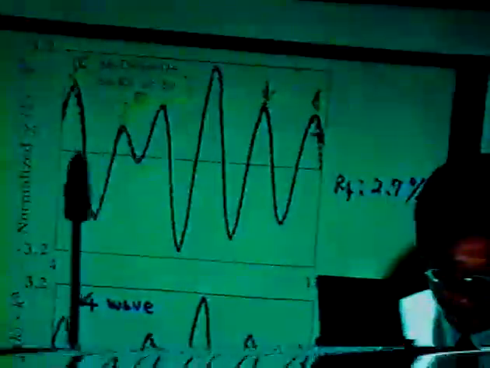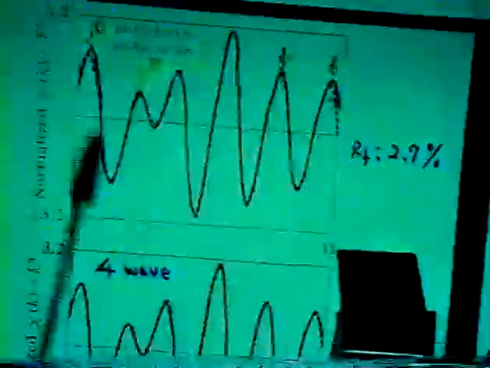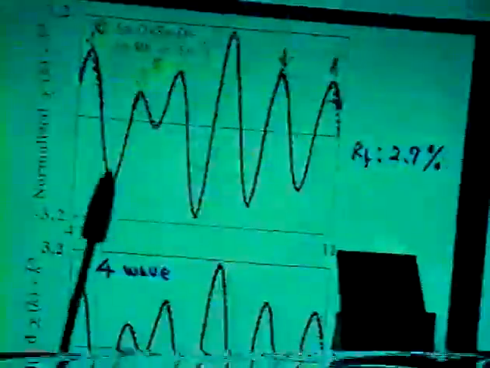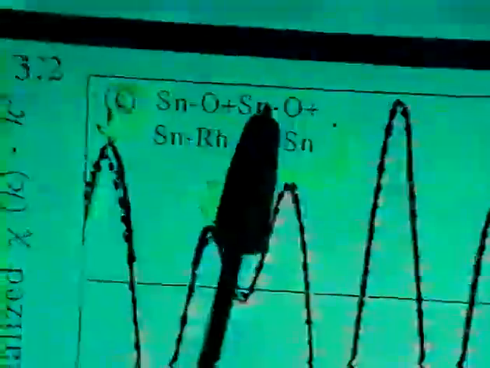When NO comes again, we observe 1635 reciprocal centimeters for bent-type NO, and we also observe direct bonding between tin atoms and the oxygen atom of the NO molecule adsorbed on rhodium sites at 0.256 nanometers. So the catalytic NO reduction proceeds by each elementary reaction step.